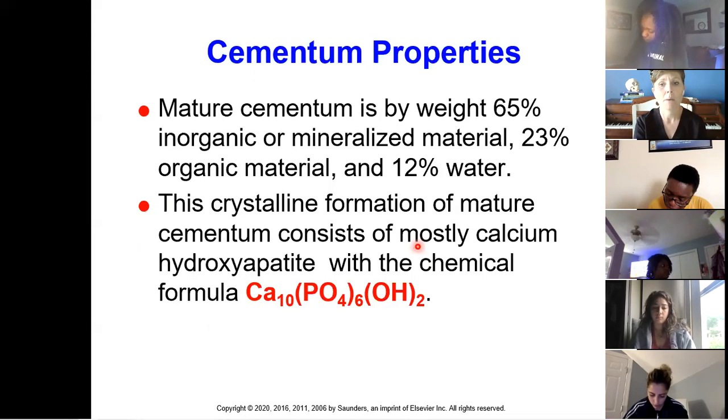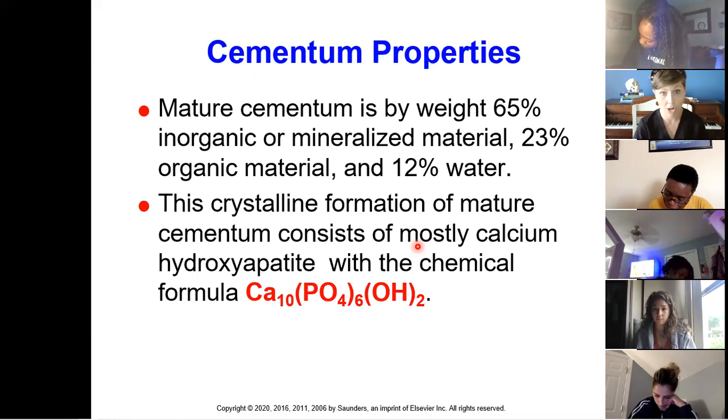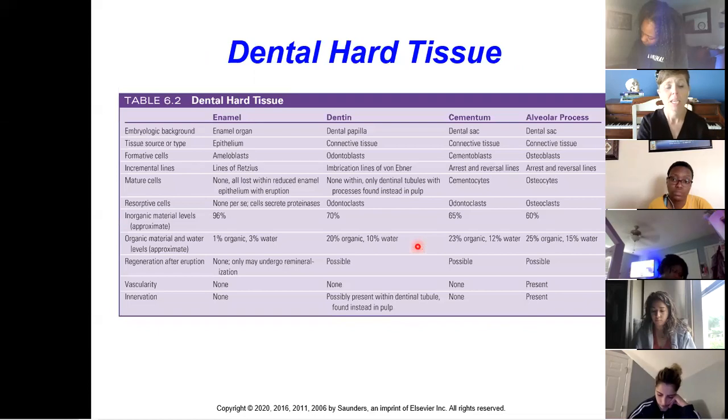All right. By weight, a mature cementum is 65% inorganic or mineralized material, 23% organic, and 12% water. Here's the beautiful calcium hydroxyapatite, the crystalline formula for cementum.